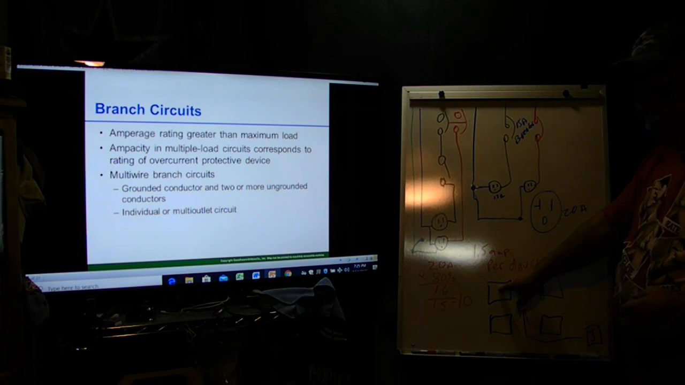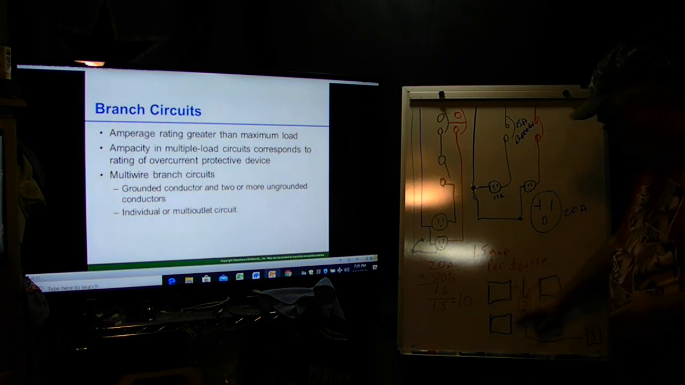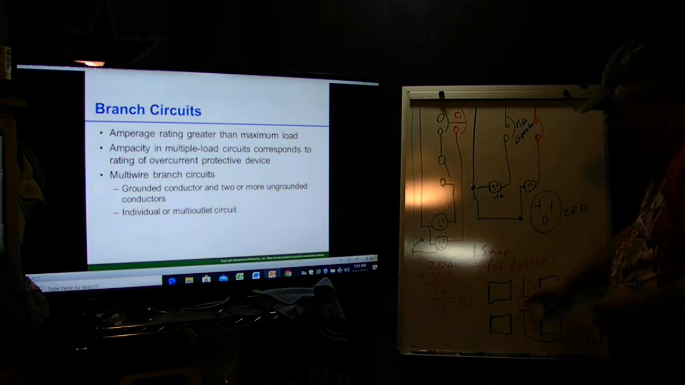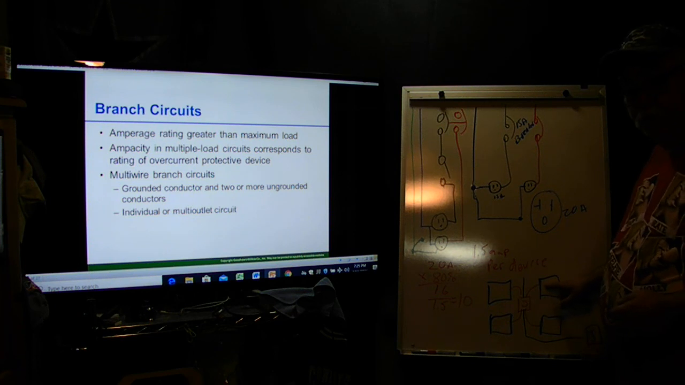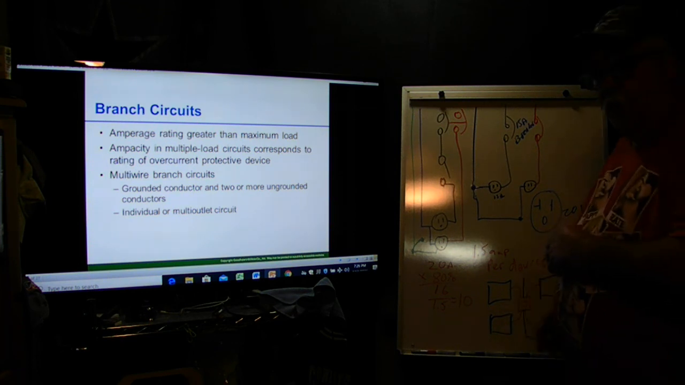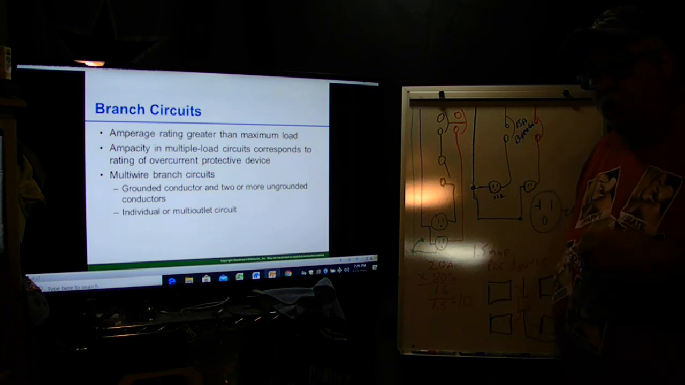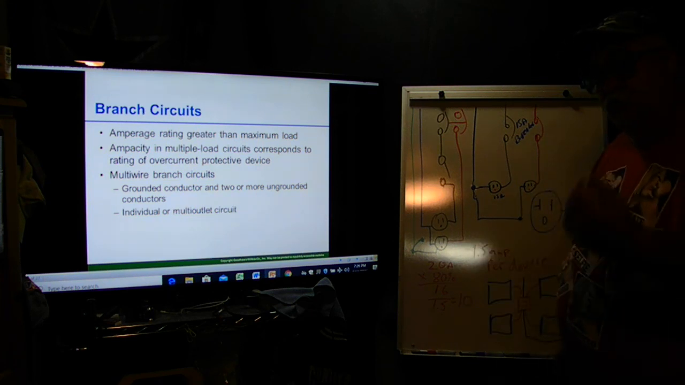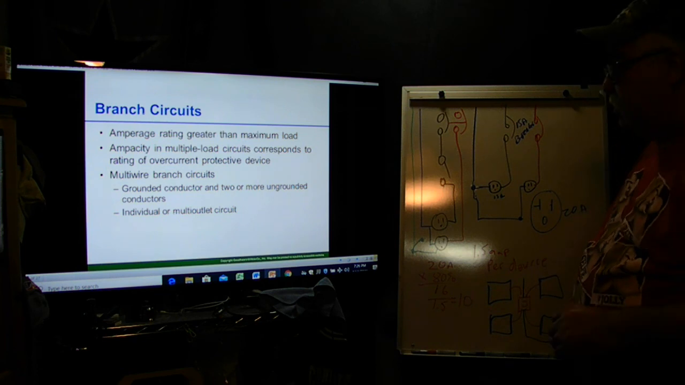Because I got my black and white going here, a black and white going here, a black and white going here, and a black and white going here. And on that black wire, I got a fuse on it. So in case there's a problem, that fuse trips, and then now the wire has no load. So that fuse is protecting that wire. That's a tap conductor.